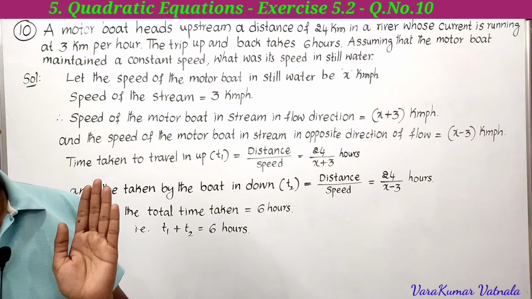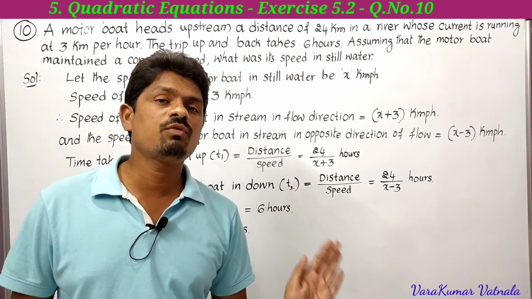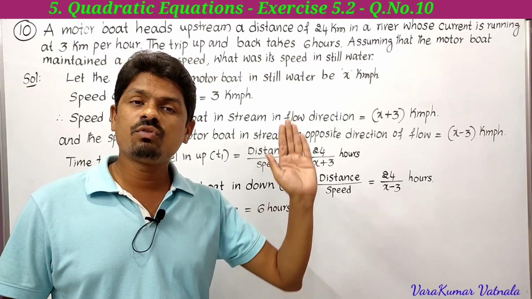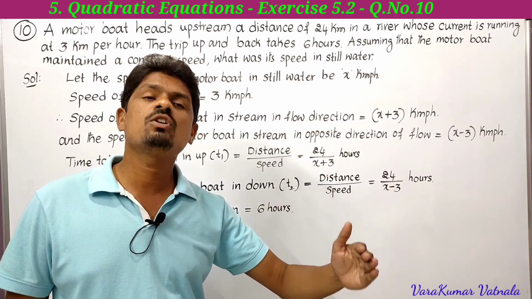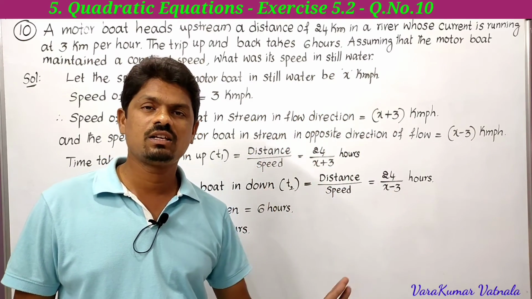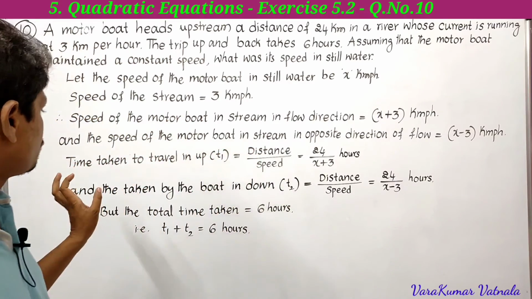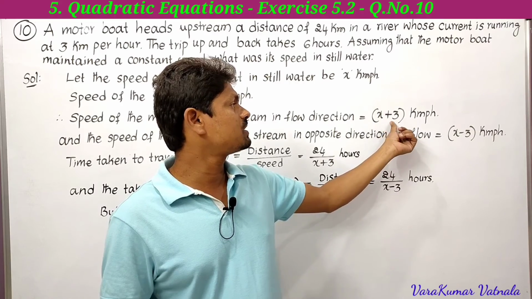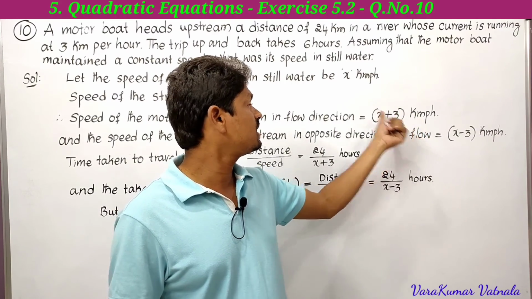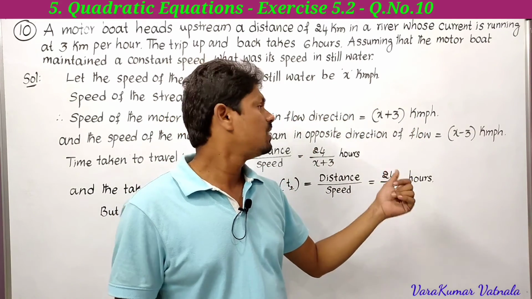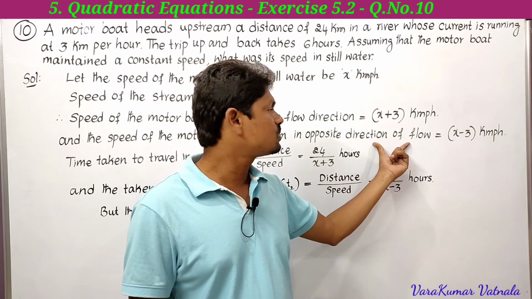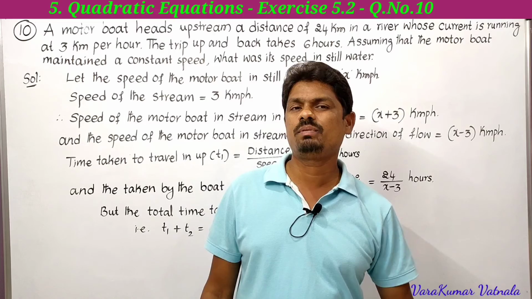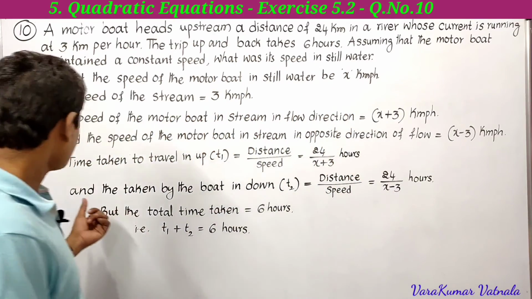That you have to understand. While moving in the flow direction, the speed of the boat increases. While moving in the opposite direction of the stream, the speed of the boat decreases. So that you have to remember. In the flow direction, speed of the boat is x plus 3, where 3 is the speed of the stream. In the opposite direction of flow, the speed is x minus 3 kmph. That you have to remember.